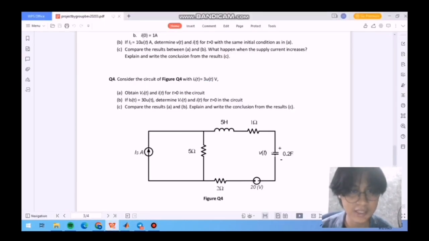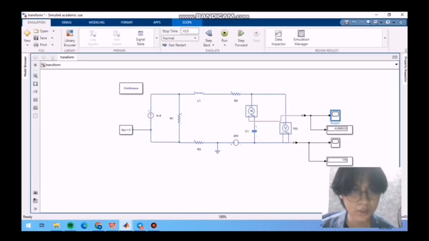So this is the question for our group. We are from group 4. The question is we need to create the circuit to find out the V(t) and also the I(t). The data given is Is(t) is equal to 3, and the second part is 30 for Is(t). So let's move to the simulation part.